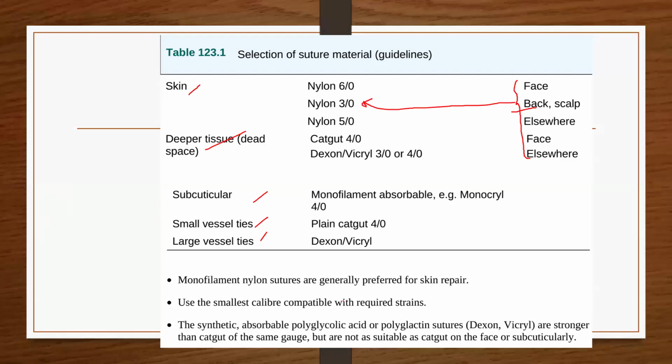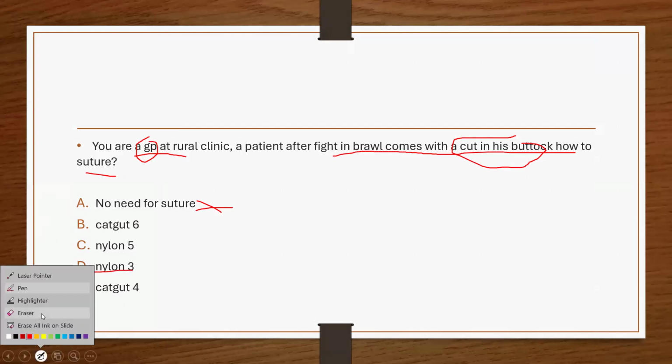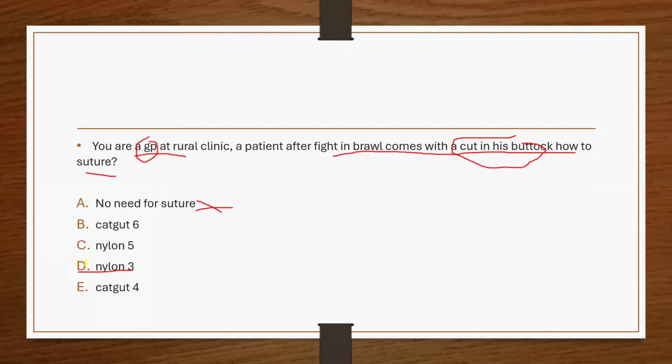Usually for skin repair, monofilament nylon is the one which is recommended, and you try to go with the smallest caliber possible, but the size of the suture material you select depends on the region. So just study this table and remember the suture materials. Our patient came with the cut in the buttock, so we are going to go with nylon 3, which is answer D. So that's a handy table straight from your JM. Please remember it.